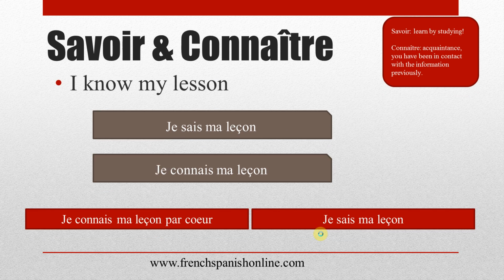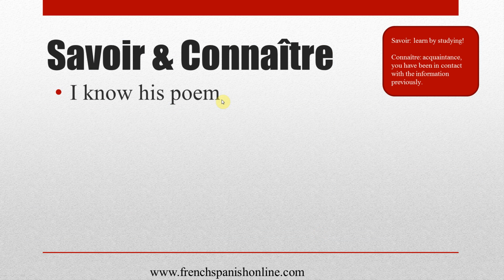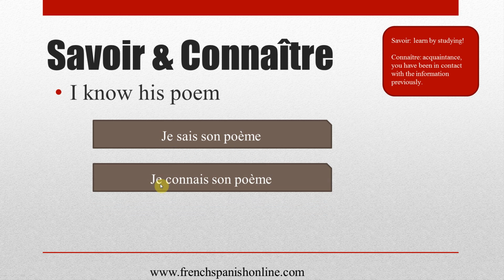I know his poem. So the same thing, if you know the poem very well, if you are able to say it by heart, you will use the verb savoir, je sais son poème. But if you only know actually that the author wrote this poem years or centuries ago, you know the title of the poem, you know more or less what it is about, so you will use the verb connaître, je connais son poème. Both are correct, depending on the knowledge you have.